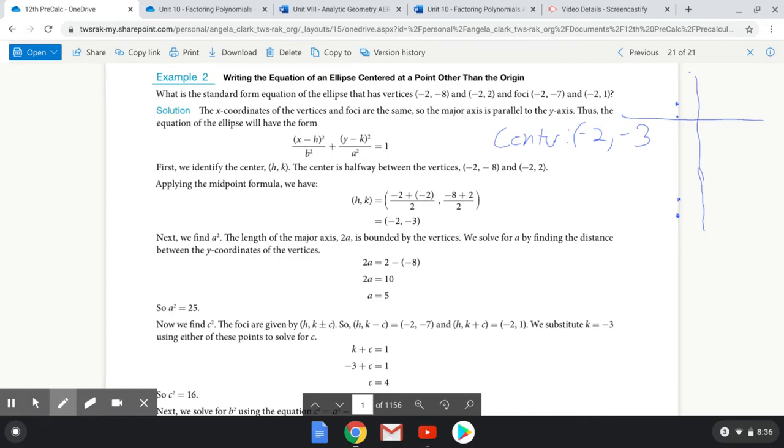-6 divided by 2 is -3. And you can check that by saying, okay, to get from -3 to +2 is 5, and to get from -3 to -8 is also 5. So that is in fact halfway in between, so that's good.